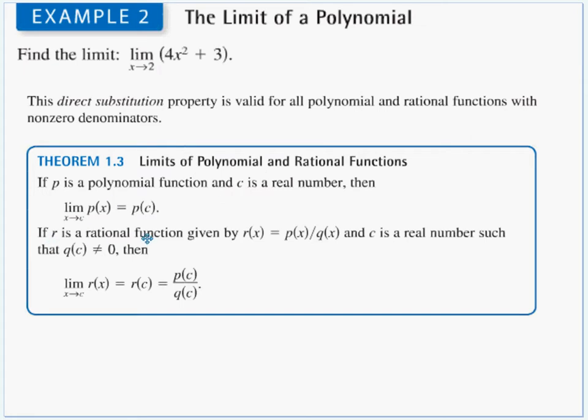Now, if we have a rational function, a polynomial up top, polynomial in the bottom, as long as our denominator is not 0, then direct substitution will always work. We're approaching c of r of x. That's just going to be r of c, and we can rewrite r of c as p of c up top, q of c in the denominator. As long as that denominator is non-zero, direct substitution will not fail.